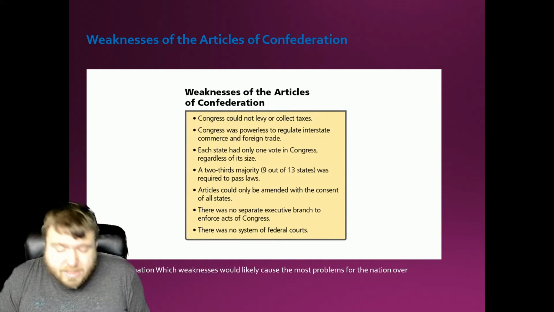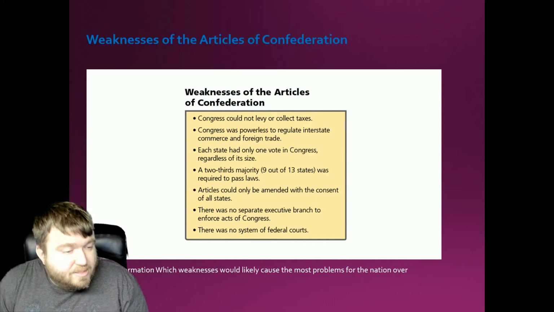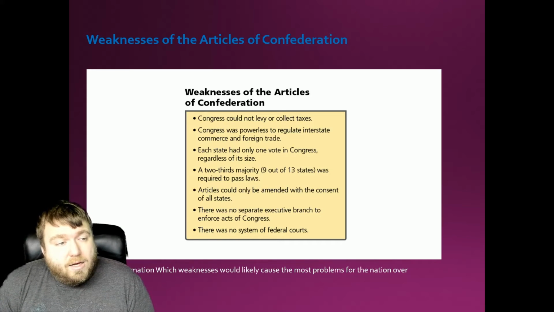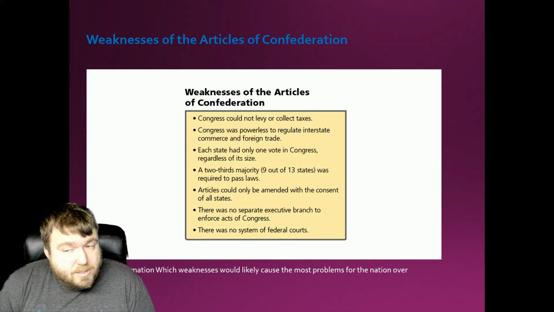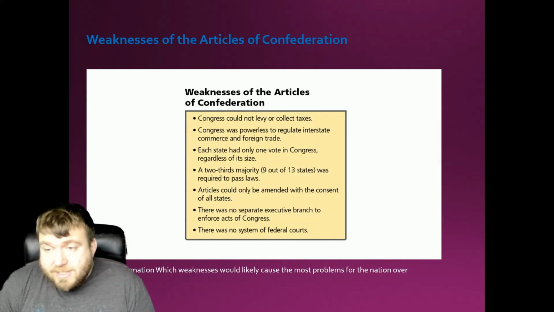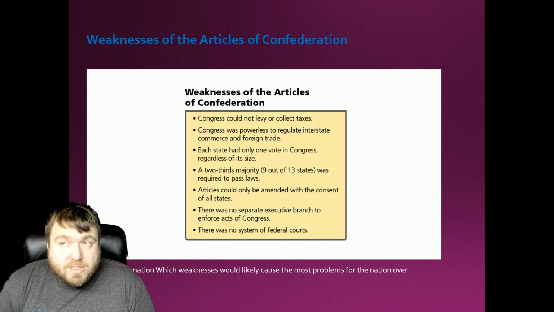Okay, so let's look at a list of weaknesses here. The first one says Congress could not levy or collect taxes. So the way that Congress got money is they just asked for it. They asked for donations from the states. And you can look it up if you want. But under this system, the federal government was never once adequately funded.